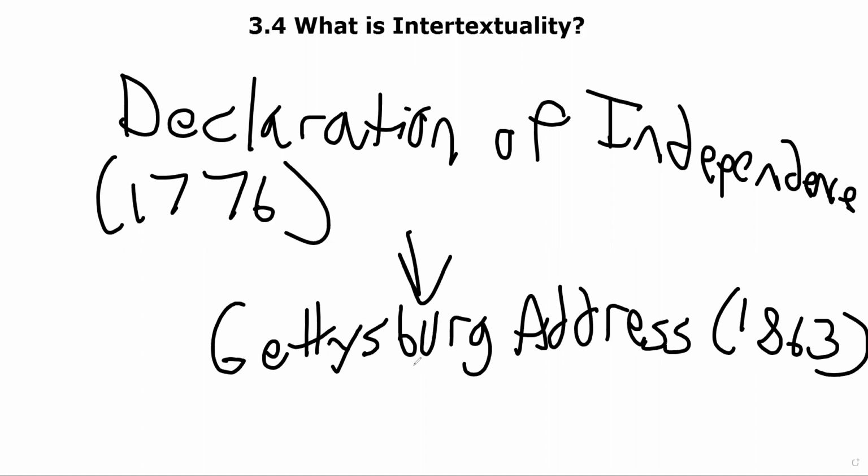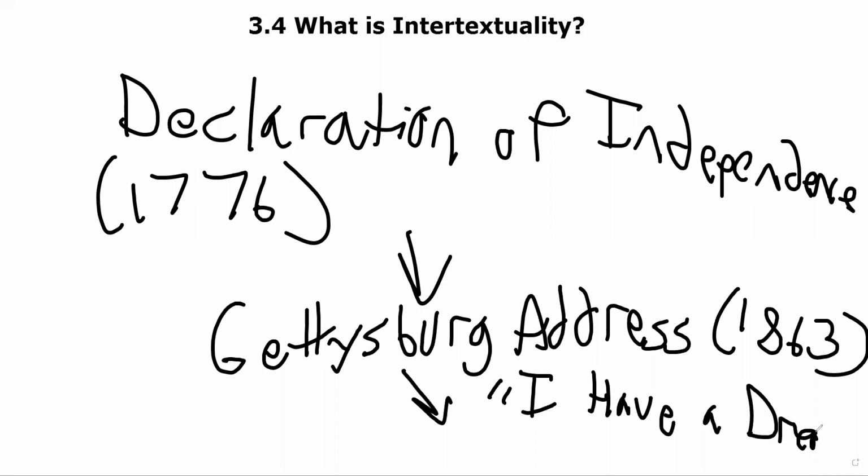Both of these texts influence Martin Luther King Jr.'s "I Have a Dream" speech, which is actually 100 years later, in 1963. King makes references, historical allusions, to Lincoln. He makes allusions also to the Declaration of Independence. So you can see a connection from one text to the next, a kind of, again, ancestry that can be traced back.